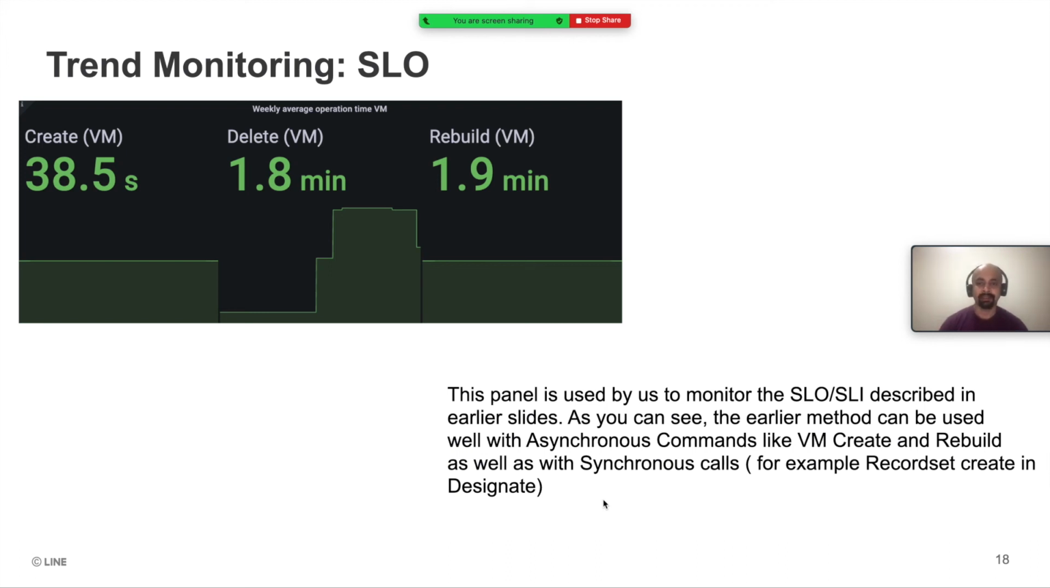So this is basically the SLO of the system. In this case, we can see the weekly average time for VM create is about 38.5 seconds. VM delete is 1.8 minutes. This is an OpenStack system, but these objectives can be utilized with other cloud providers as well. So we can utilize this for both synchronous as well as asynchronous API calls and gather the information over a week, over a day, or maybe over 2 weeks or a month, and showcase it for demonstrating the SLO.